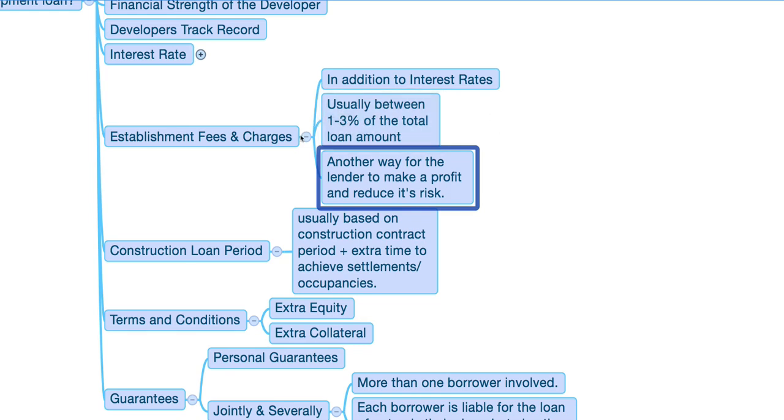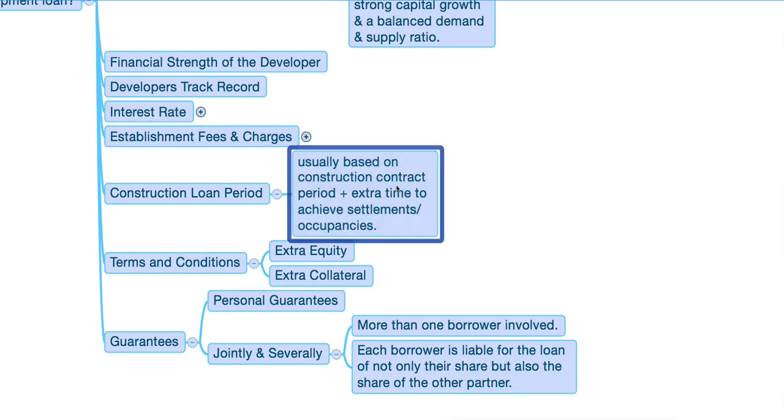Construction loan period, usually based on construction contracts. So whatever contract you present to the lender and whatever the build period in that contract is, they will go by that, plus extra time. So say for example, your build period is 6 months, but you need extra 2 months to settle all the sales or pre-sales that you've got. So in your feasibility, you would account for 8 months of finance.